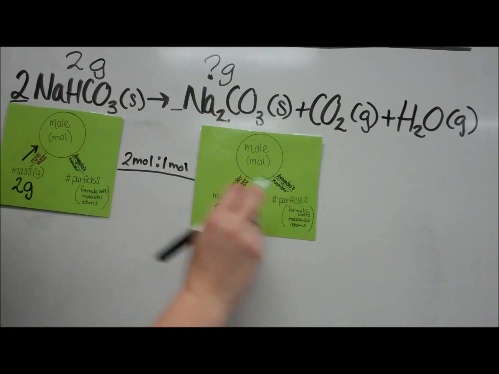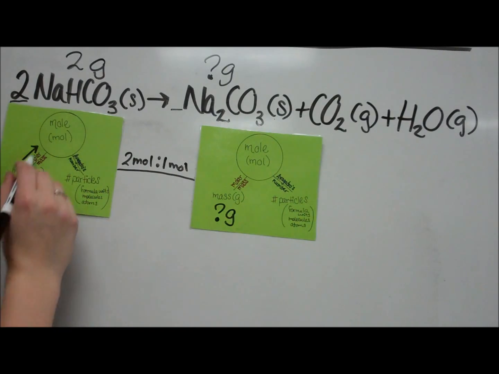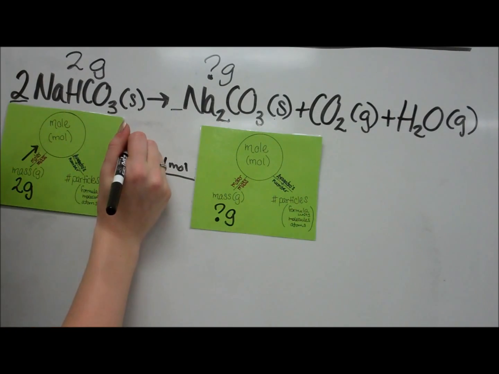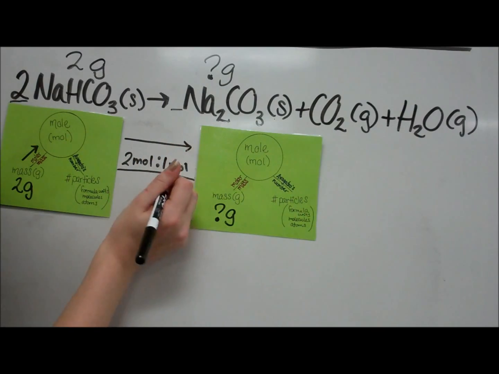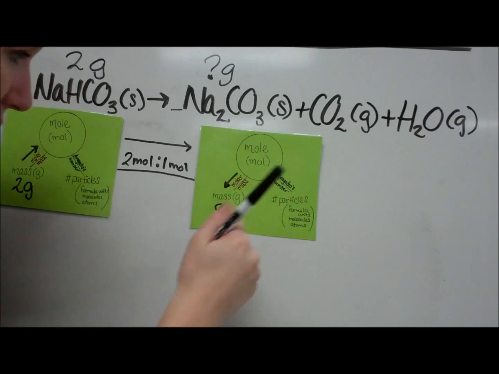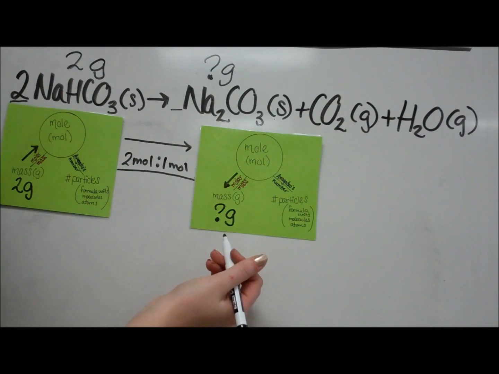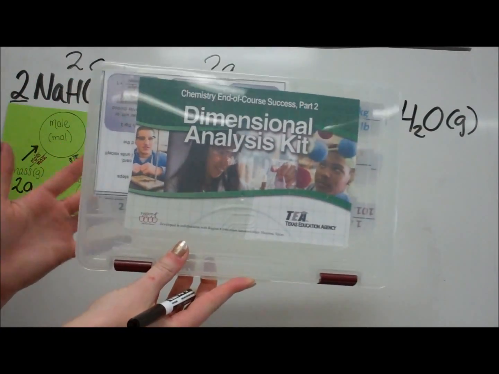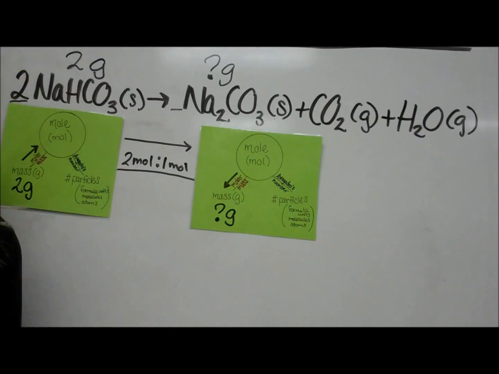So now our whole map is connected. So we can go from grams to moles, then we can go from moles to moles using the mole ratio, and then we can go from moles back to grams, which is where we want to end up. That's our unknown. So now what I'm going to show you is how to set that up using dimensional analysis. I'm going to show it to you with the dimensional analysis kits, these. And we have these for you to use in class as you're learning how to work these problems.